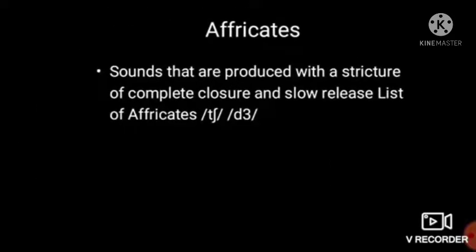Affricates. There are 2 affricates in English phonetics. Sounds that are produced with a structure of complete closure and slow release. For example, ch for church, j for judge, jump.